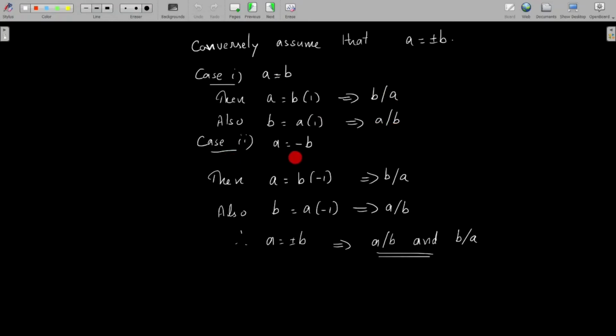Case 2, a equal to minus b. Then we can write a equal to b into minus 1. So from this relation we can conclude that b divides a. Also we can write this expression as b equal to a into minus 1. Then also b equal to minus a, that is a equal to minus b. And this relation shows that a divides b. Therefore if a equal to minus b also, a divides b and b divides a. Therefore a equal to plus or minus b implies a divides b and b divides a.